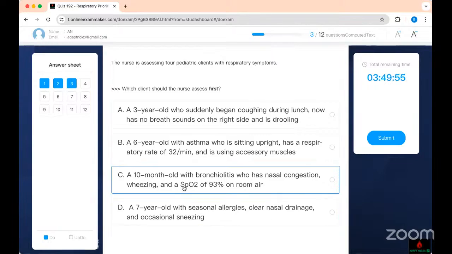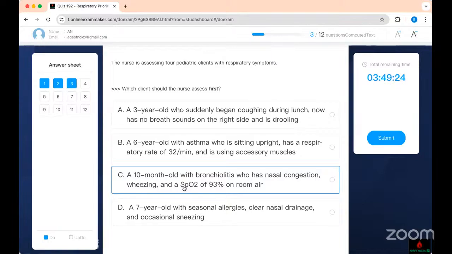C is like RSV infection, 10 months old. The age gives it away. They even told you bronchiolitis, right? With nasal discharge, that's what you expect. They're going to wheeze. The saturation is not that bad. It's eliminated. Asthma patient in the upright position, those are compensation, right? His respiratory rate is 32 and he's using his accessory muscles, he's compensating for the respiratory distress. He's the second highest, it's not the first.